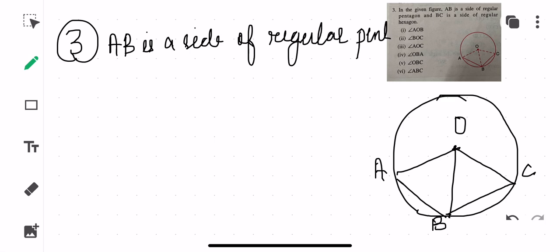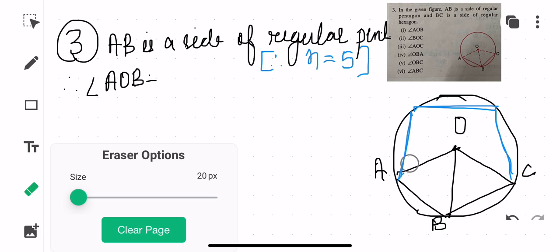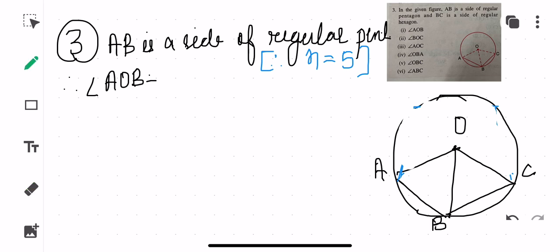Then if you remember, children, whenever it is a side of a regular pentagon, what is the formula that we are using? Therefore, angle AOB will be equal to how much, children? Before that you can write down, therefore n is equal to 5, because it is a regular pentagon. Now you don't have to think, children, that it's not given in the figure that it is a pentagon. It's understood, because they have given already that AB is a side of a regular pentagon. So the complete figure must be like this. But even if they are not giving the complete figure, there's nothing to worry about. You can just use this particular formula there as well.